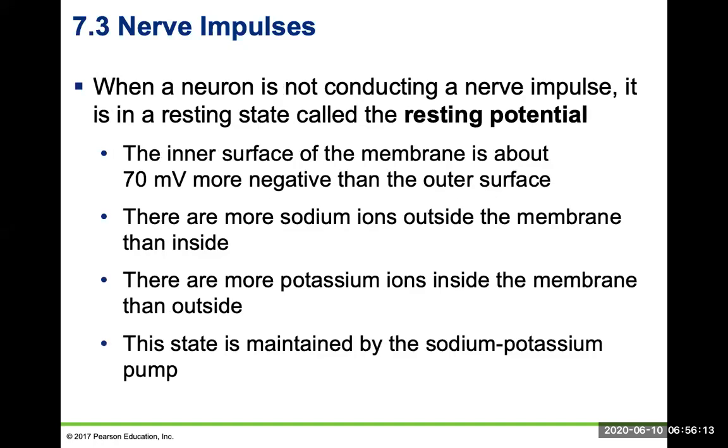When a neuron is not conducting any sort of nerve impulse, we say it's resting. And the resting potential is the inner surface of the axon membrane. And we label that in millivolts, a measure of electrical activity, and that's at about -70 from the outside surface. At resting potential, there are more sodium ions outside the membrane, and there are more potassium ions inside the membrane. And this state of more sodium outside and more potassium inside is maintained by the sodium-potassium pump.